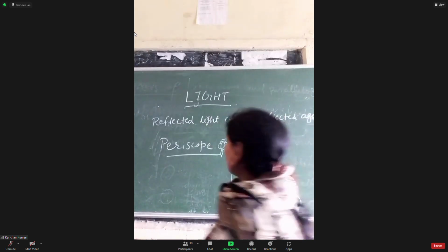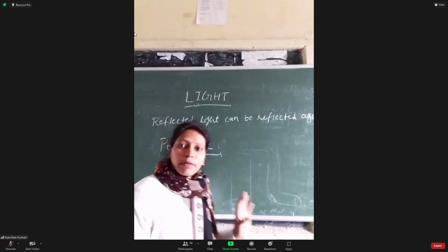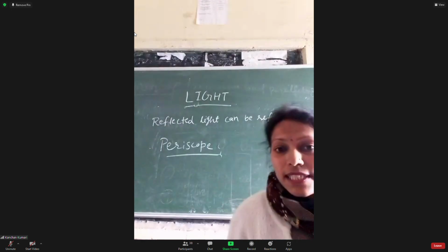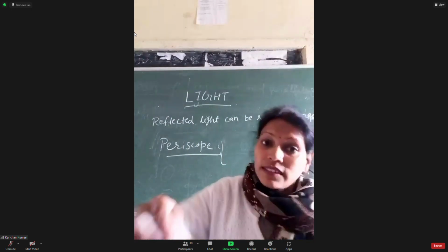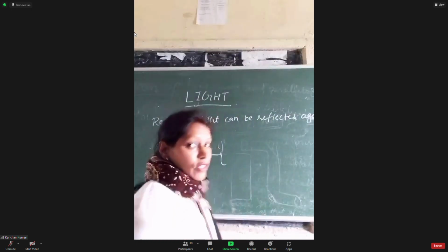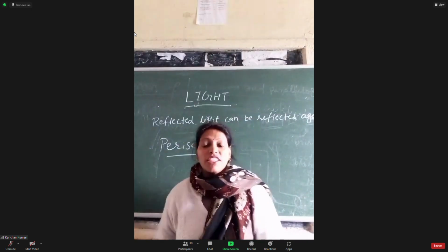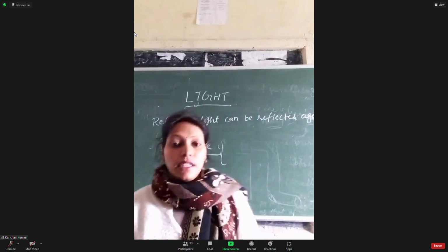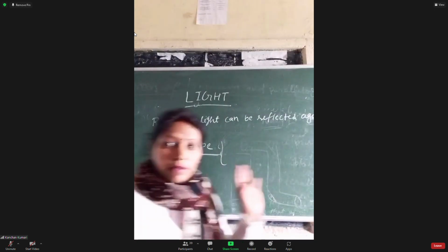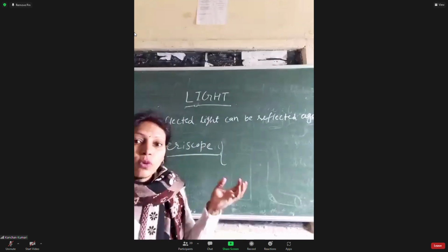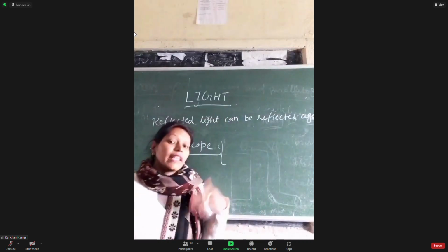Now next one, uses of periscope. I think this one is very clear, that the mirror is placed at 45 degrees. Periscopes are mainly used by soldiers to view their enemies' actions. It is used by submarines which are inside the sea or ocean. They can see the movement above the surface. It is used by Navy soldiers so that they can see the movements of the enemy and take action.